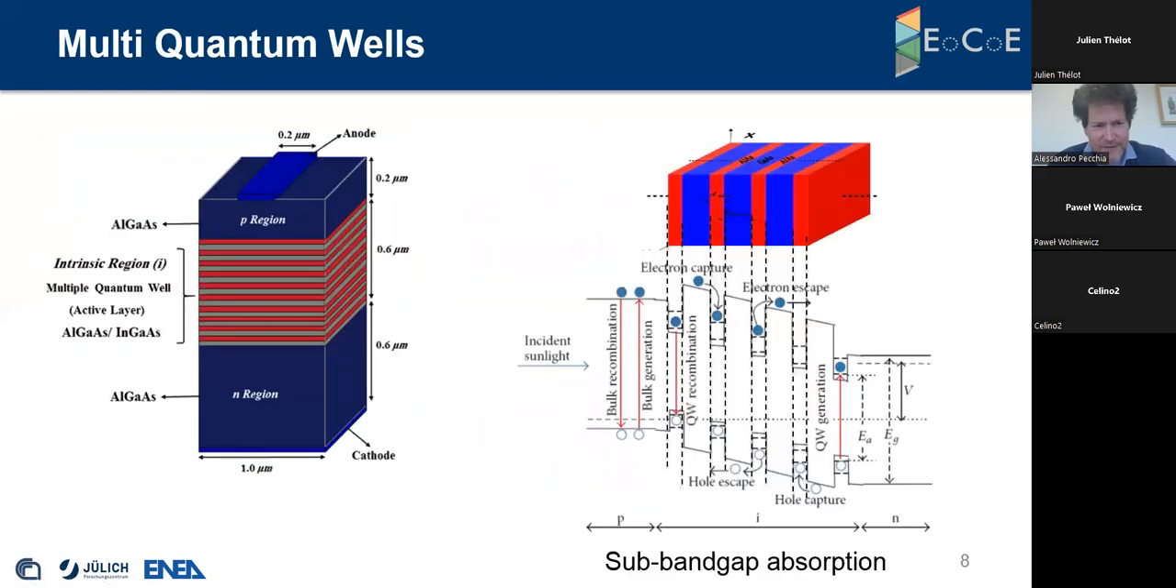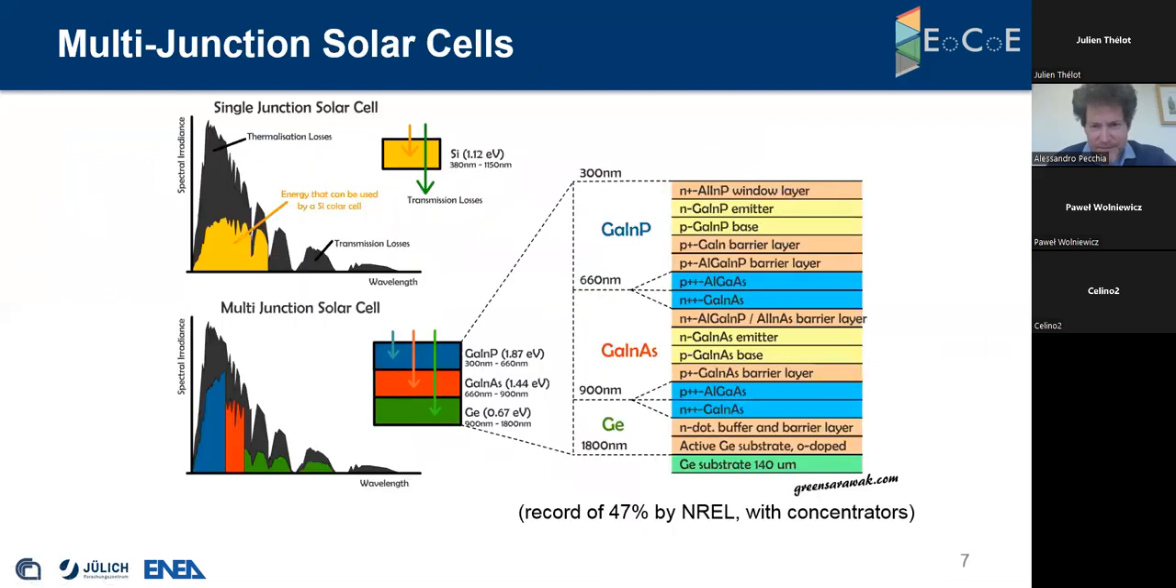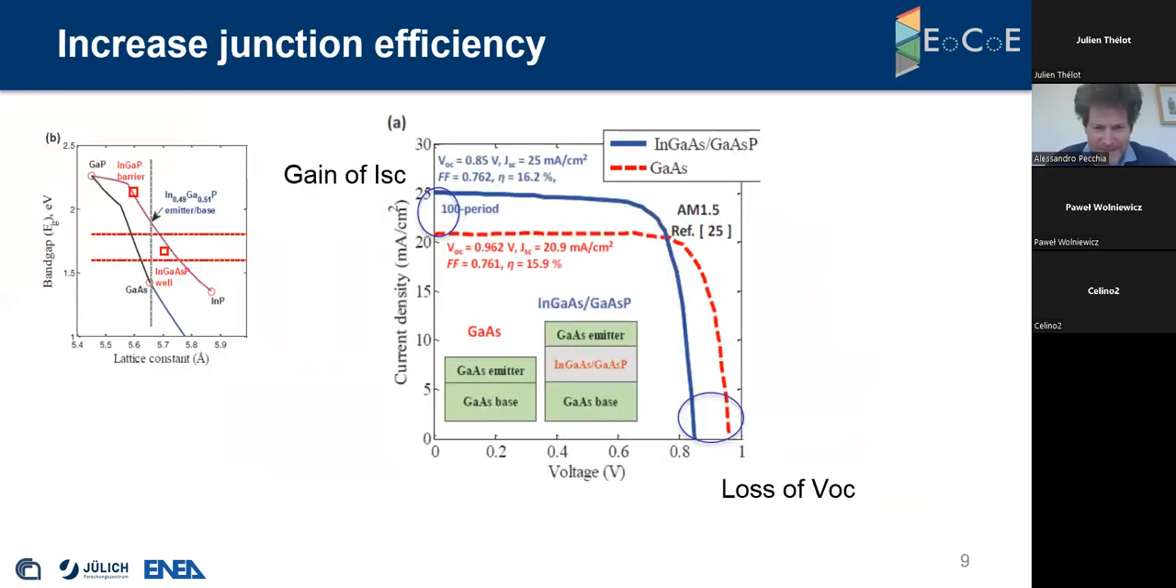Then the idea is, of course, to substitute all these single junctions in the multi-junction solar cell with this multi-quantum well. So altogether, you enhance the efficiency. Of course, here it's not easy to break the records. To go from 47% to even 48%, you need big efforts.